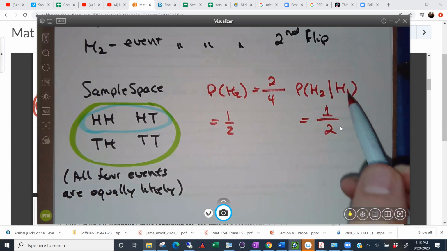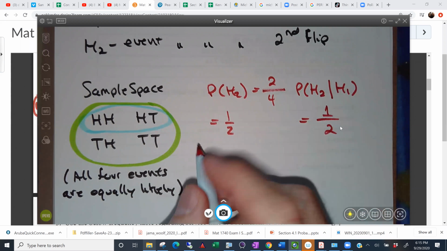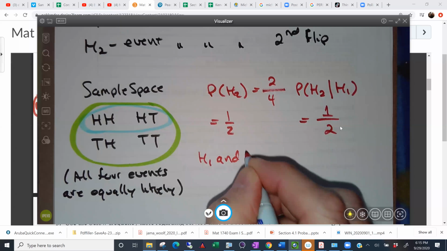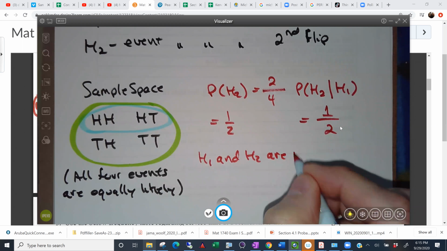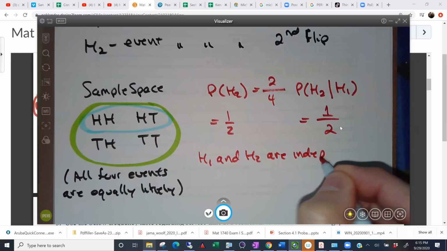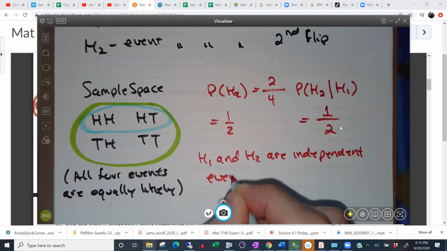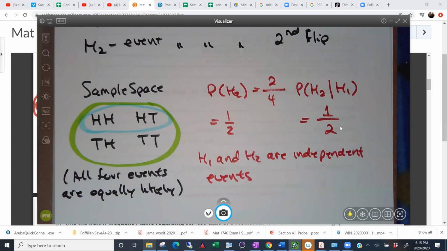So what happened in the past doesn't affect this at all. What's that saying about H1 and H2? They're independent. Excellent. H1 and H2 are independent events. What happens with one does not affect the probability of what happens with the other one. They just are independent.